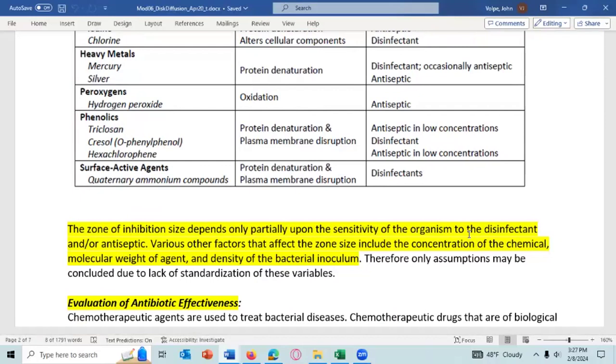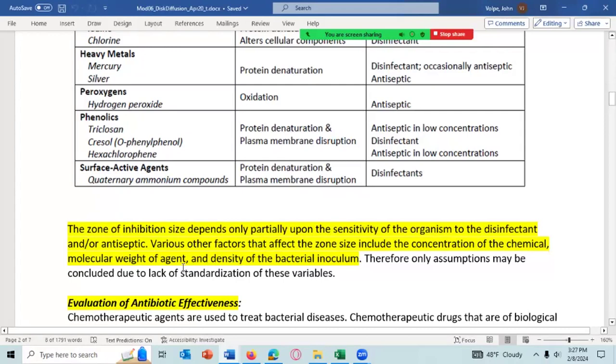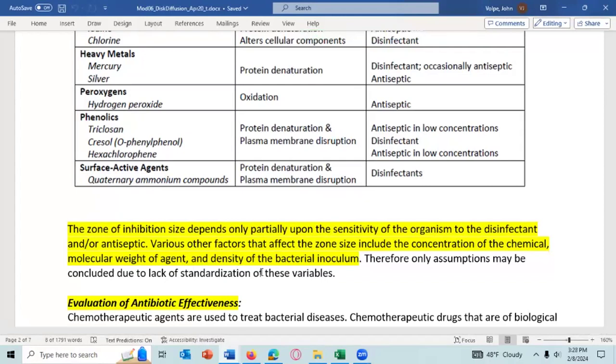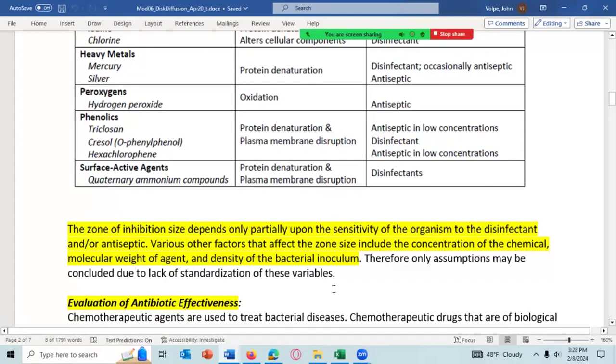Generally, the smaller the chemical, meaning the smaller the molecular weight, the larger the size of the zone of inhibition. And if you think about it, it's just because a smaller chemical agent is going to diffuse quicker and more rapidly through the agar than a larger molecular weight agent. And then the density of the bacterial inoculum can also affect the size of the zone of inhibition. Generally, the more dense the bacteria, the smaller the size of the zone of inhibition. Any question about any of that?